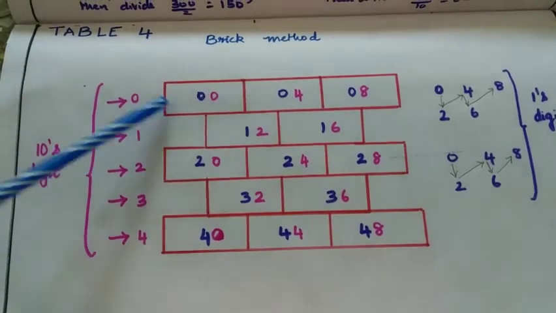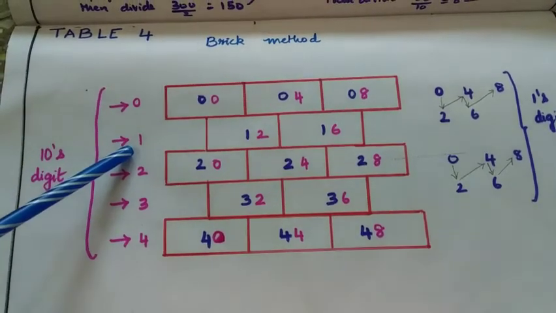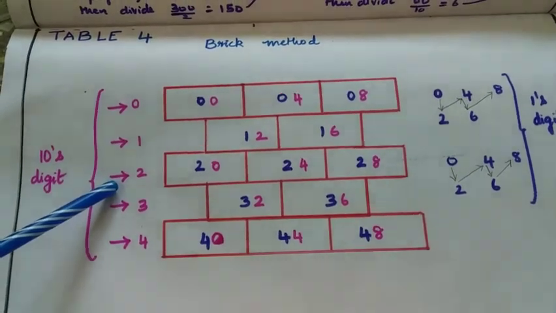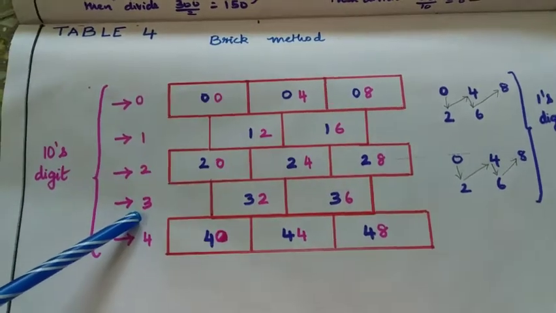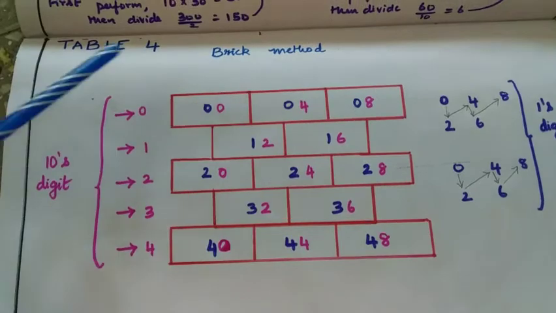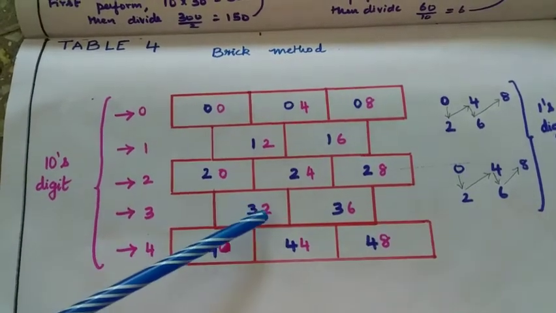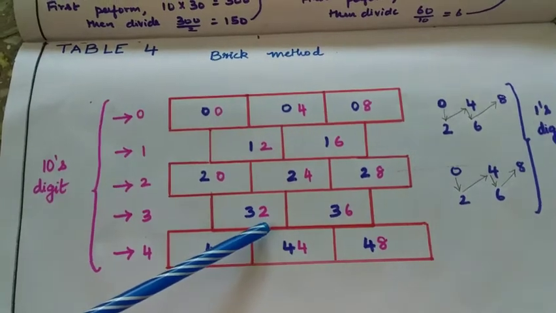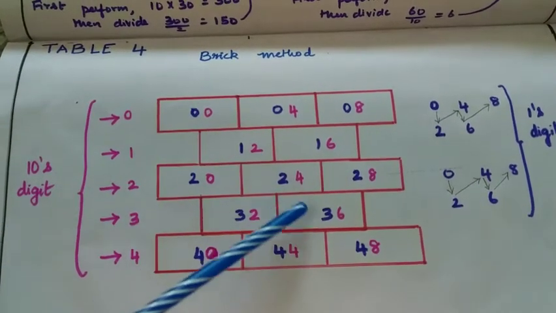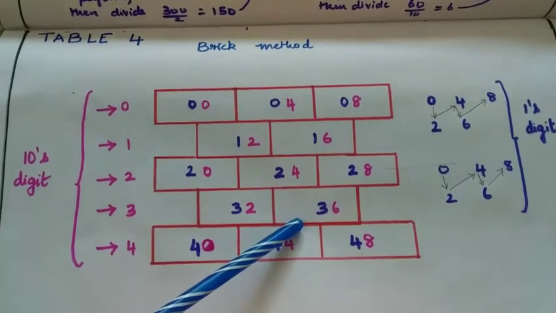So for the first row you need to prefix the numbers with 0, and for the second row you need to prefix it with 1, and for the third row you need to prefix it with 2, and for the fourth row you need to prefix the numbers with 3. Now after prefixing the numbers, if you look at the pattern, you can observe that you have obtained the results of the table 4. You need to just remember the pattern that has to be filled in these bricks to obtain the results of table 4.